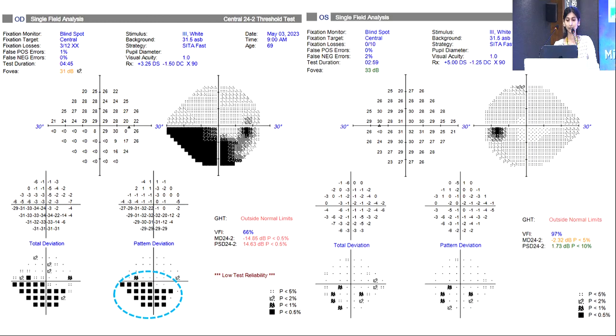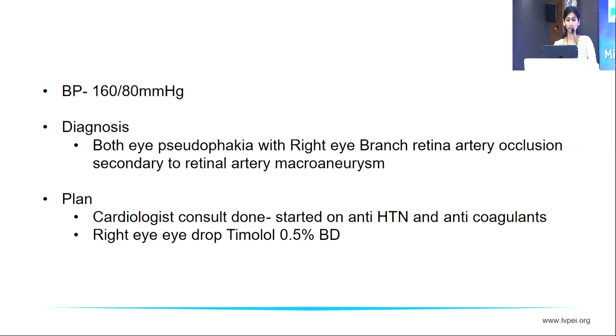In the hemi visual field test of 24-2, there is presence of inferior visual field loss, while the left eye hemi visual field was normal. The BP of the patient was checked and found to be 160/80. With this, a diagnosis of both eyes pseudophakia with right eye branch retinal artery occlusion secondary to RAM was made, and a cardiologist consult was done. The patient was started on antihypertensives along with anticoagulants, and right eye timolol eye drops were also started.